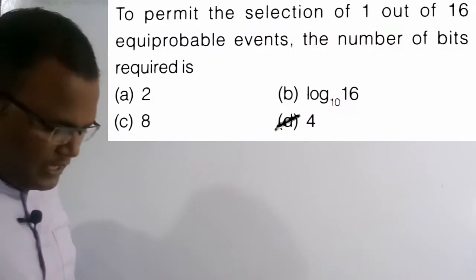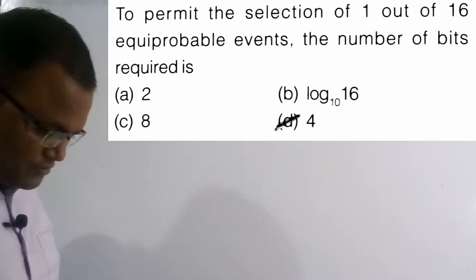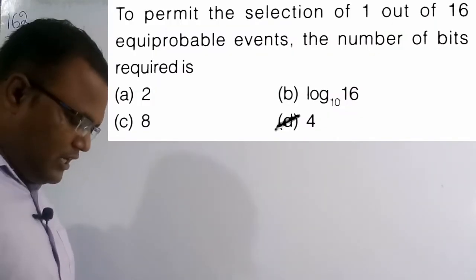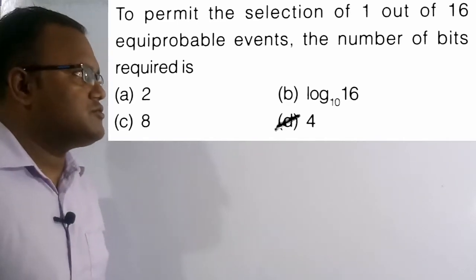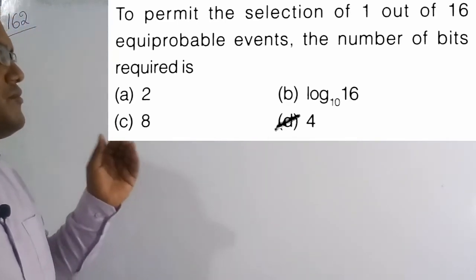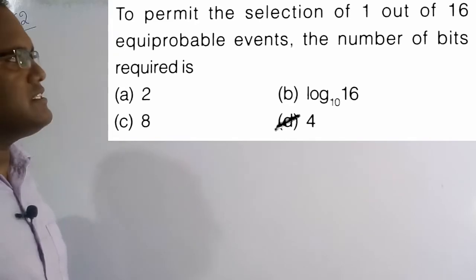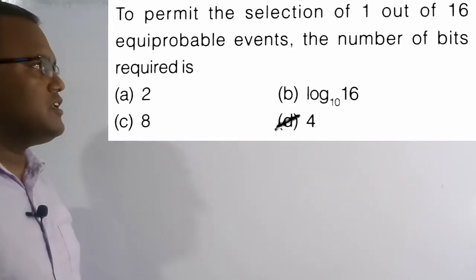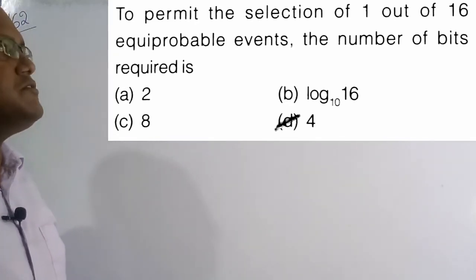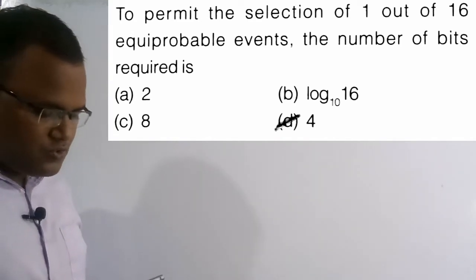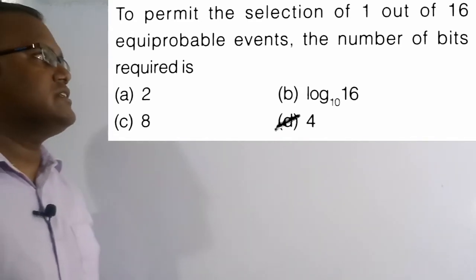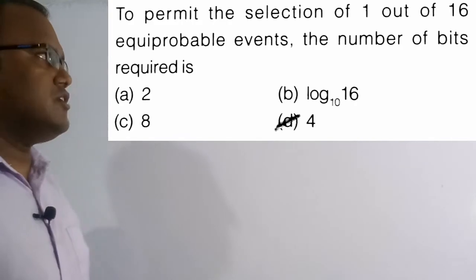See the question here. To permit the selection of 1 out of 16 equiprobable events, the number of bits required is. So in this question they have given the total number of events or outcomes is 16. So based on this we have to find the number of bits we are going to take. So what are the 4 options? Option D, 4 is the correct solution of this question. So let's solve this numerical.